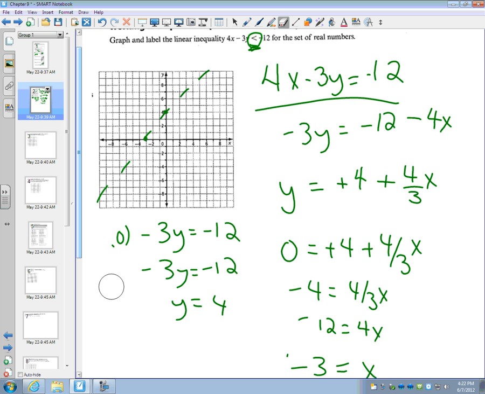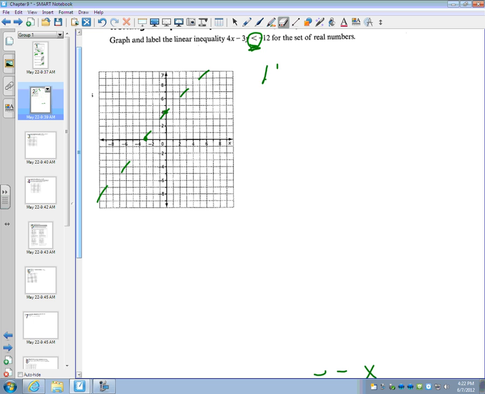Now what I'm doing is I'm doing my test region. I am testing to see if I'm talking about the region above or below. I'm going to use the test point 0, 0, and I'm going to sub it into my original equation to see if that's true. If it's true, I'm going to color below. If it's not true, I'm going to color above.